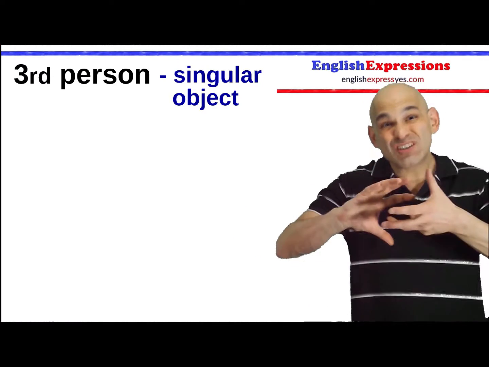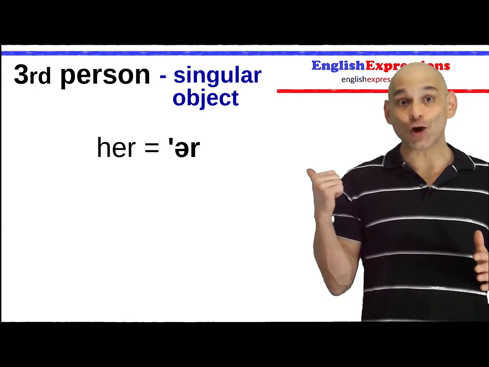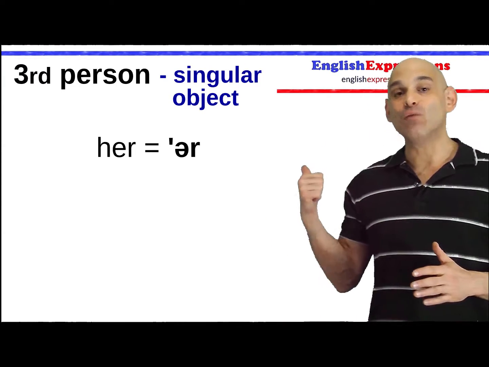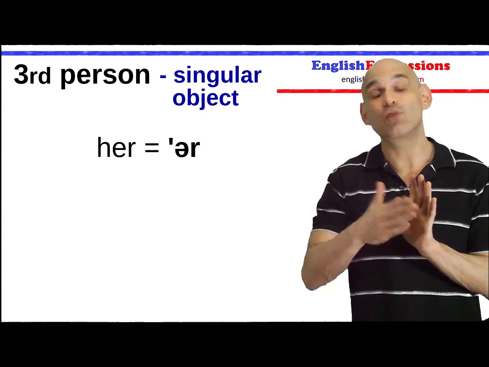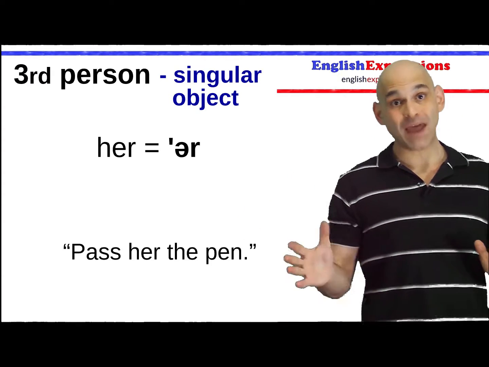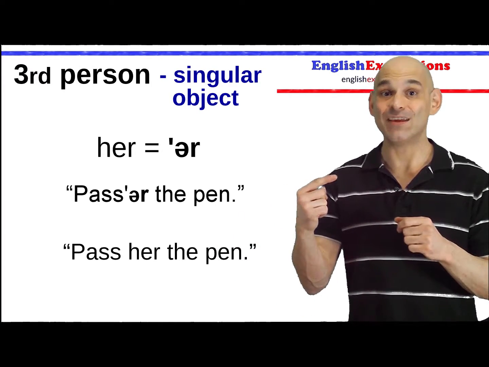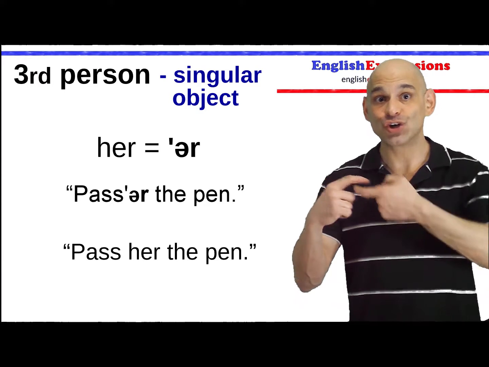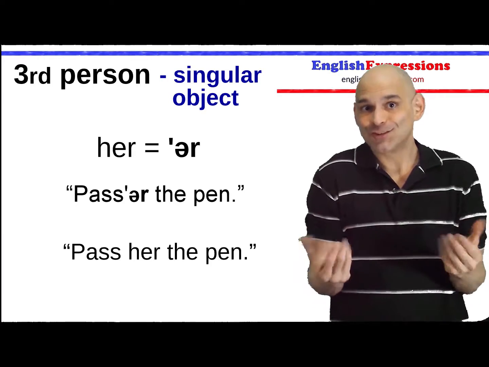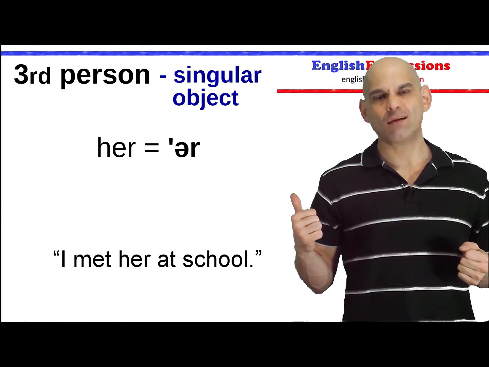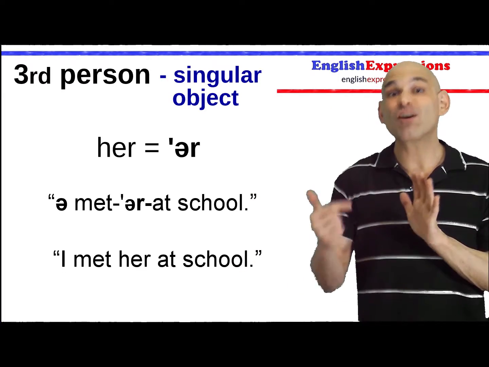We like it. We also say "her" differently for a female. And here, we drop the H. And we use schwa. And we link it onto the previous word. Pass her the pen. Pass her. Pass her. We link the "pass" onto it and we use schwa. Pass her the pen. It's faster. I met her at school. I met her. I met her. The T links onto the schwa. We drop the H. I met her at school.